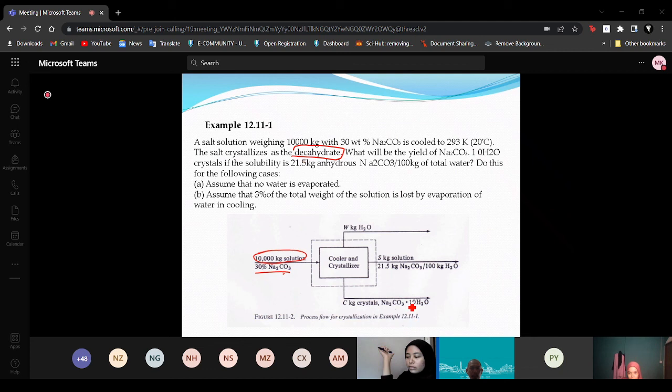Decahydrate means you have 10 H2O. This is the crystal's molecular weight structure: sodium carbonate dot 10 H2O, decahydrate. And you have a solution going out that does not form crystal. So the solubility they give is 21.5 kilo of sodium carbonate over 100 kilo of H2O.